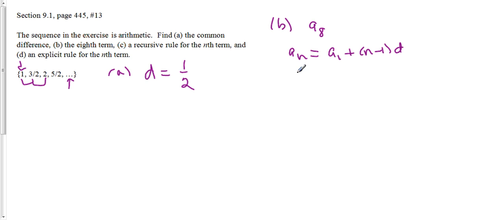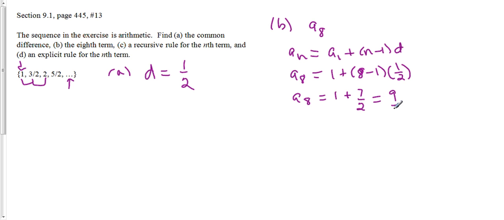So let's find a8. We're going to have a8 is going to be a1, which is 1, plus, and every time I see an n, I'm going to substitute in an 8. So I'm going to have 8 minus 1 times my difference, which is 1 half. We found that in part A. So we're going to have a8 is going to be 1 plus 7 halves, which is going to be 9 halves. And that's our answer for part B.